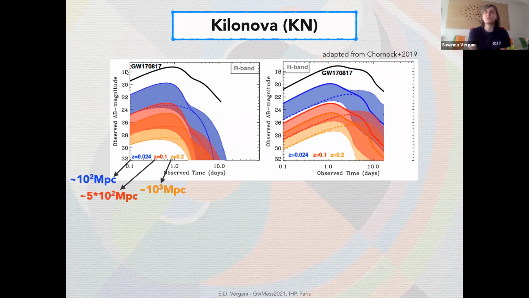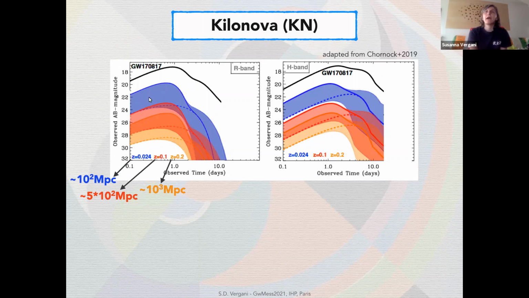So in this plot, you see the fluxes, so the observed magnitudes as a function of time, in two different filters, the R band here and the H band here. So here is the visible and here the near infrared. And you see the expected kilonova light curves at different distances. Here the distances are indicated with the redshift. I put here, in case you are not familiar with redshift, the more or less corresponding distance in megaparsecs, okay?